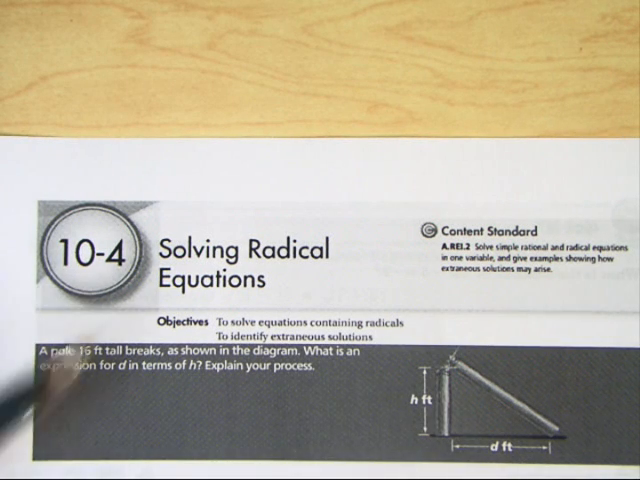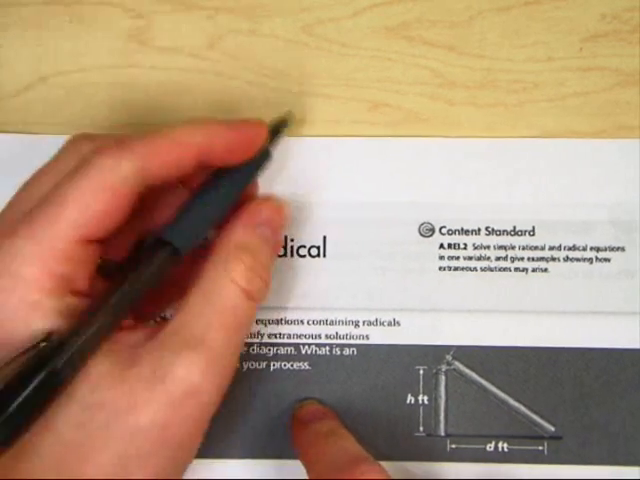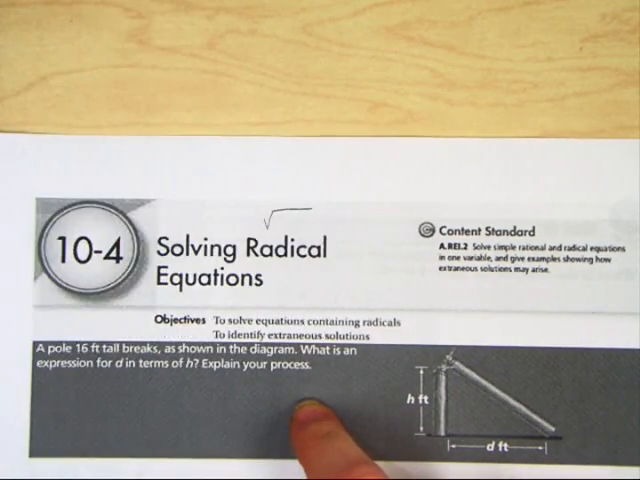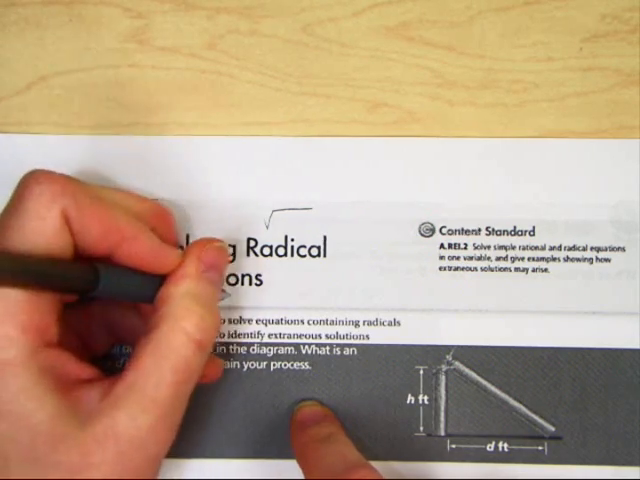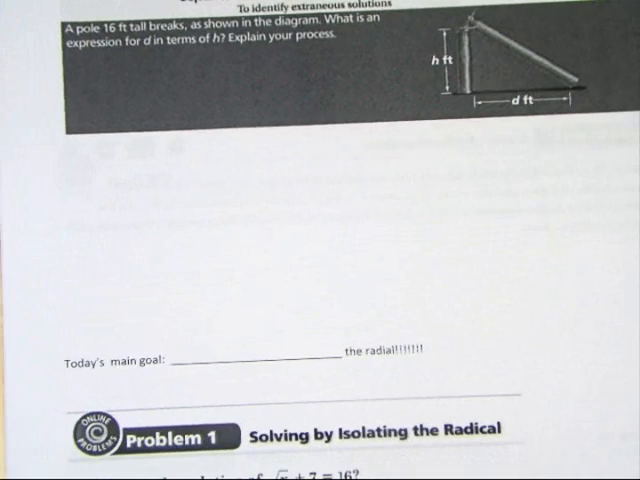In section 4, chapter 10, you're going to learn how to solve radical equations. Now let's make sure we understand just the title. A radical means that it's going to have a square root in it, and an equation means it's going to have an equal sign. Let's scroll down to the bottom and talk about the main goal of today.